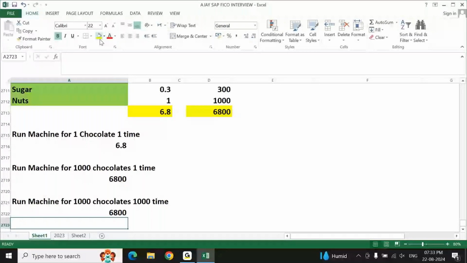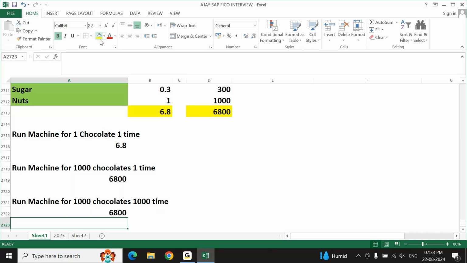One chocolate, your variable cost is always dependent on quantity only. If your quantity increases, variable cost increases. If your quantity decreases, variable cost decreases. If your quantity remains the same, variable cost remains the same. Agree? Yes or no?